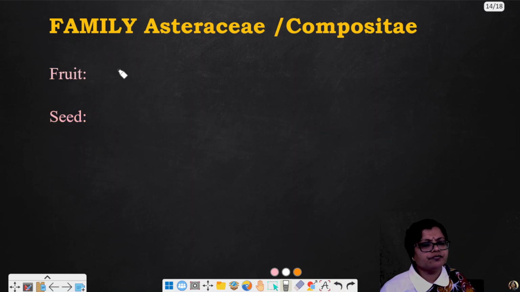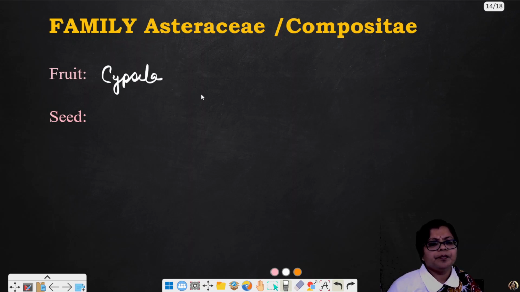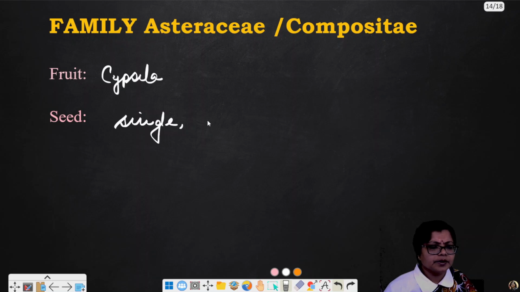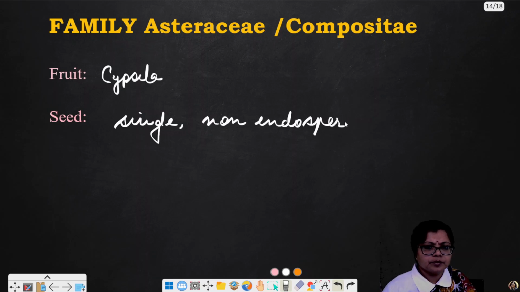Now the next one, fruits. Cypsela type. Dry, here the pericarp is attached with the seed coat, the special type of fruit which is called cypsela, and the seed that is single and non-endospermic. Okay.